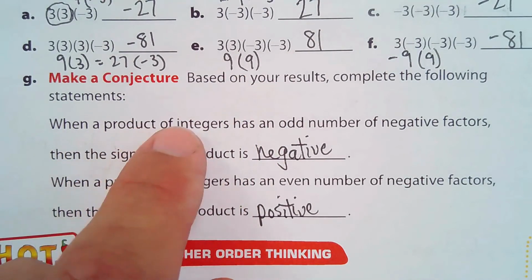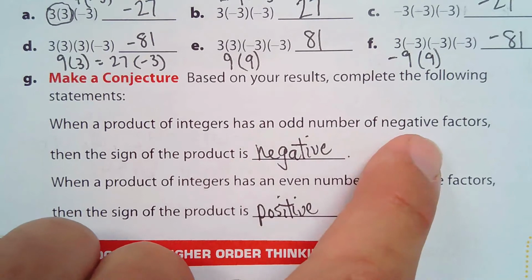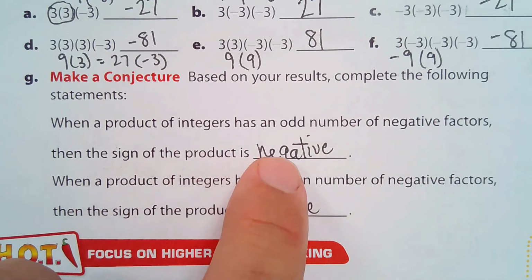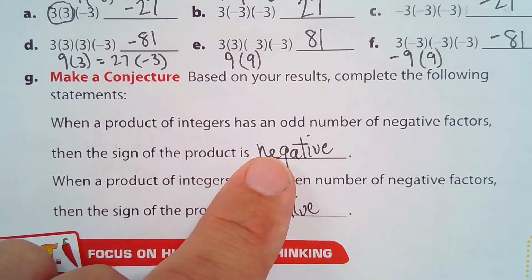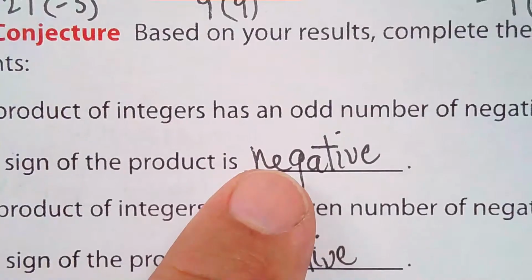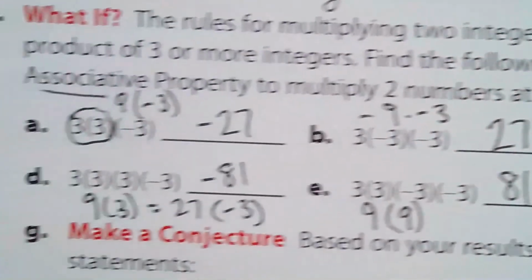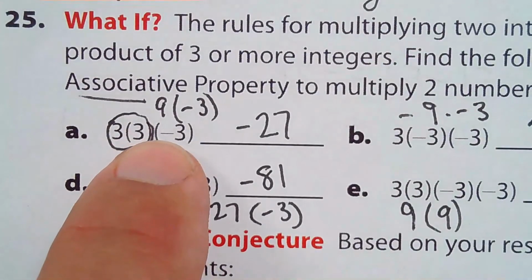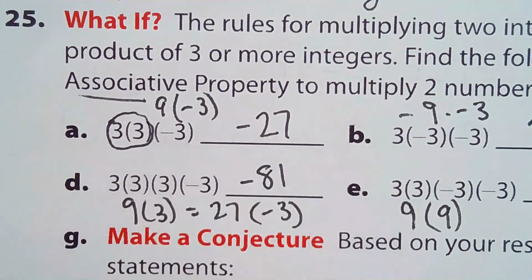When a product of integers has an odd number of negative factors, the sign of the product is negative. So when you have an odd amount of negatives, you get a negative. Let's take a look at this. Like here, we have 1 negative. That's an odd amount of negatives, and our answer was negative.